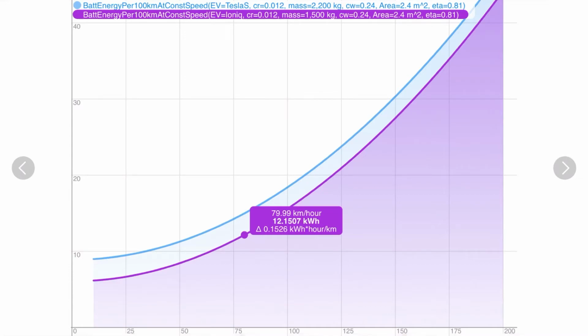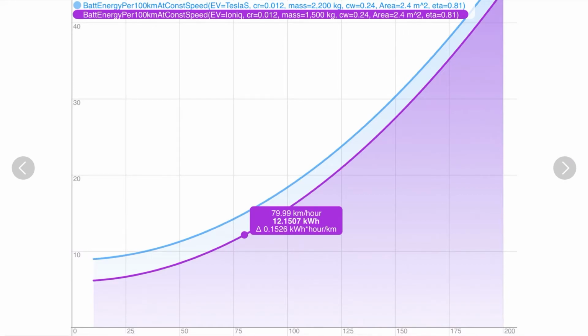The next thing is the comparison between the Tesla Model S and the Hyundai Ioniq. This is one of the first Ioniq cars from Hyundai. What is interesting here is that the two cars have approximately the same parameters. The drag coefficient is almost the same, and also the front area is almost the same. So the difference is only in the mass.